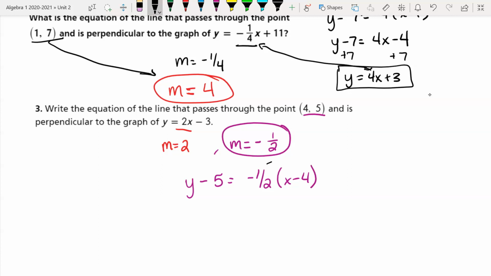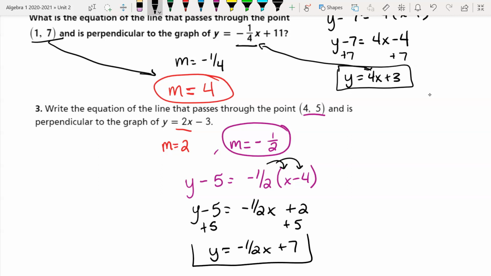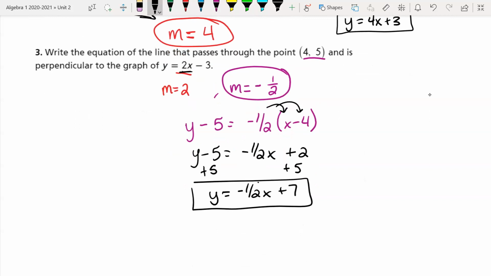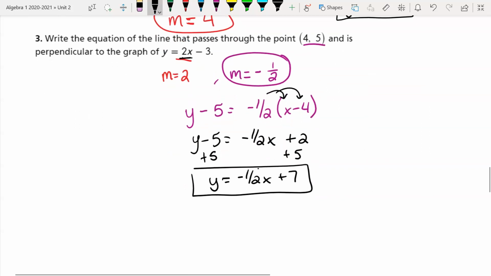I'm going to distribute. I'm going to add my 5. And now I have the equation of my line in slope-intercept form. Notice my slope is negative 1/2. It's perpendicular to this red slope up here, which means I did the right thing.